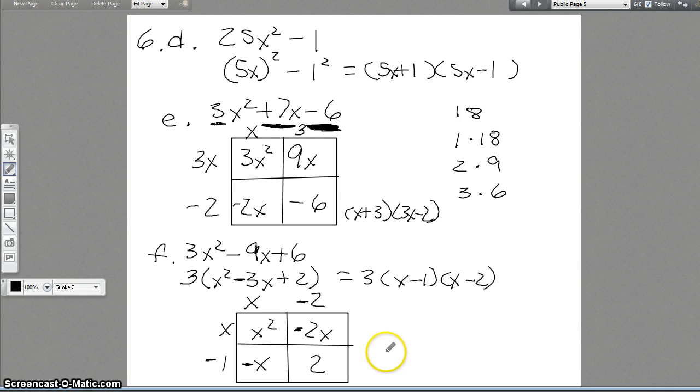So be very careful. One of the things you might want to do first is check to see if you have any equations that have common factors. And if you do have a common factor in an equation, you've got to make sure that you factor that out before you do anything else.